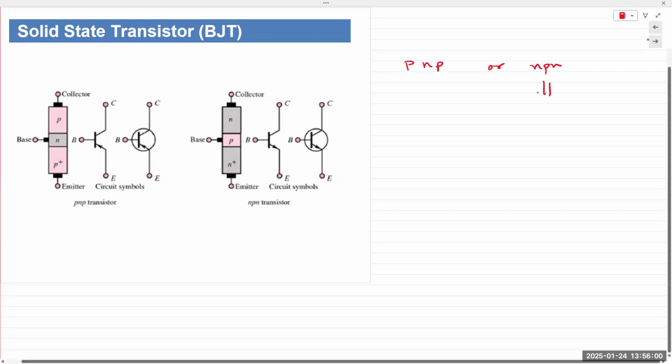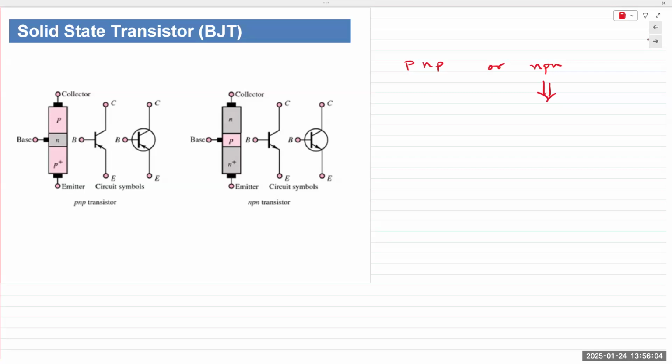Our discussion will focus mostly on NPN transistors, but everything applies equally to PNP also. The only thing is we switch electrons with holes and holes with electrons. The three terminals are labeled as CBE: collector, base, and emitter. Okay, collector, base, emitter.